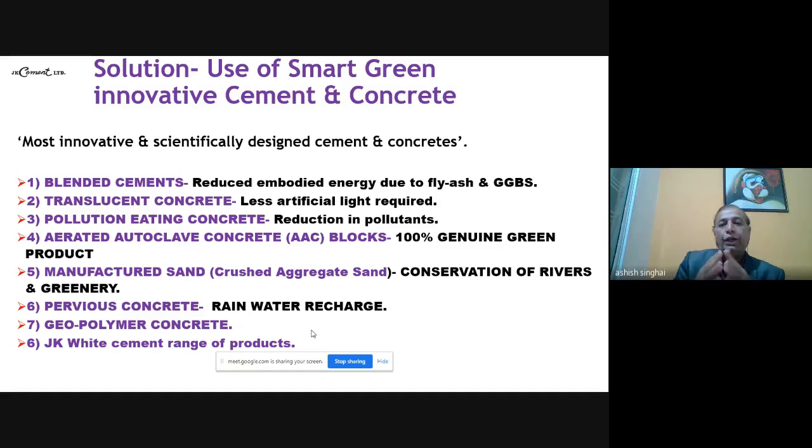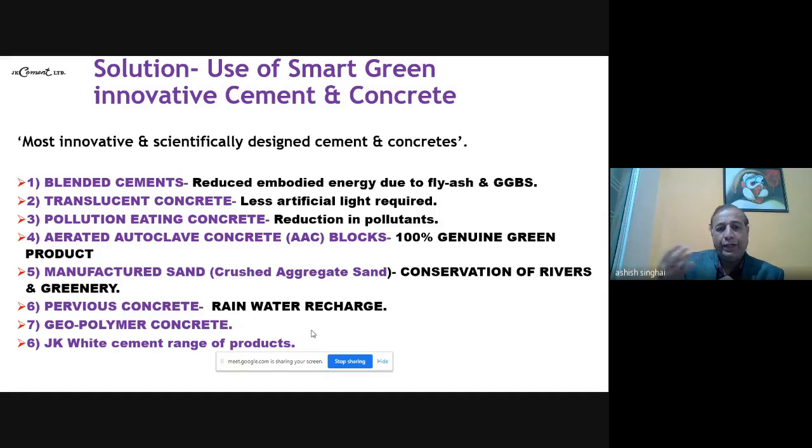Okay. So talking about smart green solutions, we have got blended cement, as I've already mentioned. Switch to blended cements. Then, as I said, we need to involve more natural lighting, that replaces artificial light. So we have got some good quality concrete materials, unfortunately not available in India, but in some of the European countries it is being used, known as translucent concrete. I'll just put a couple of slides on that.